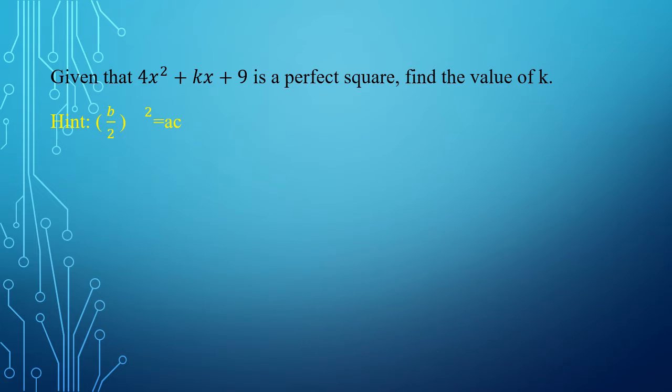Okay, we solve a problem here. Given that 4x squared plus kx plus 9 is a perfect square, find the value of k. So here, the first problem you have is identifying what is a, what is b, and what is c. Because in every quadratic equation, we know that we have an a, and according to our question, our a is 4.